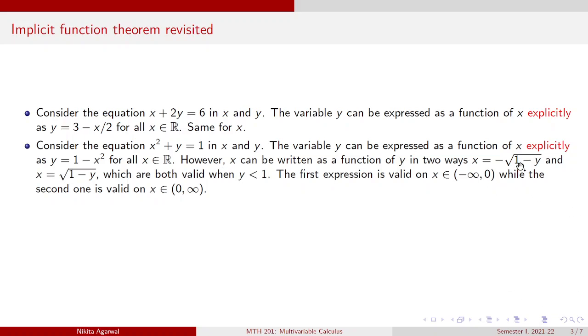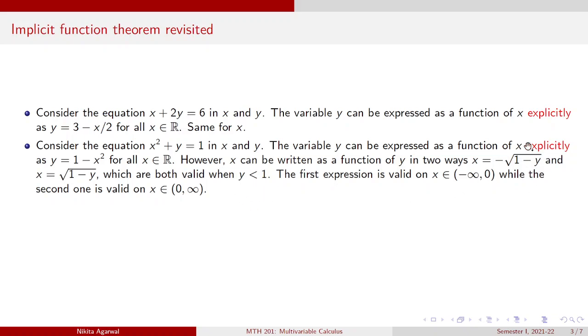And if you look at these expressions, they are valid only when y is strictly less than 1, right? And if y is equal to 1, then these two expressions just give you x equal to 0. But y less than 1 is something that is coming from this equation, right? Because from this equation, x square is equal to 1 minus y. Because x square is non-negative, 1 minus y should be non-negative, right? So therefore, y should be less than 1.